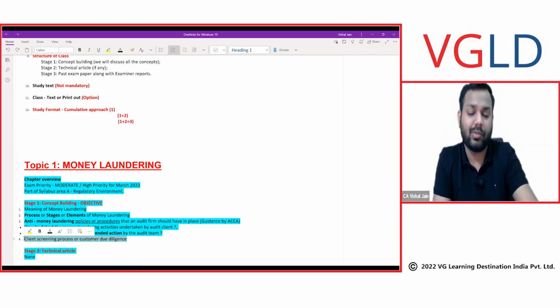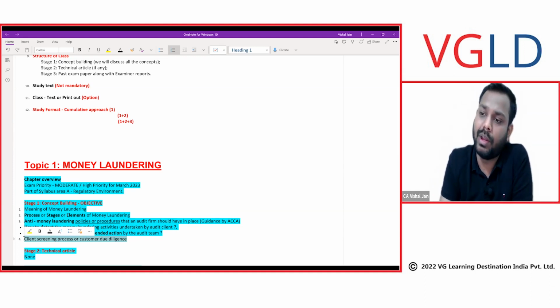Many of my students don't know the full form also. Can you tell me what is the full form? KYC, know your customer, very good. What are the details that they take in KYC? Tell me.